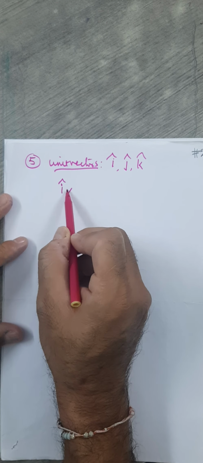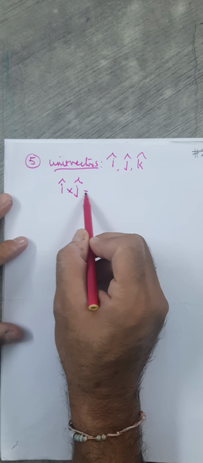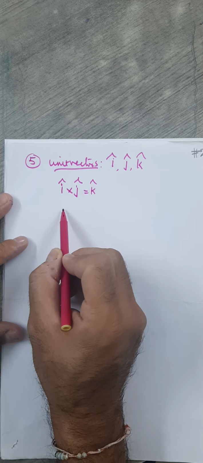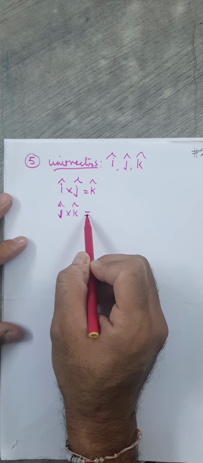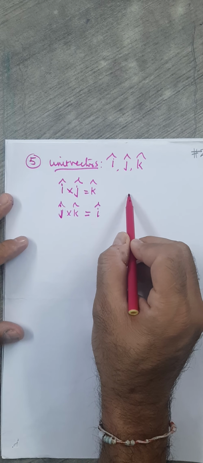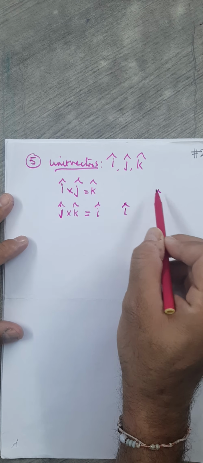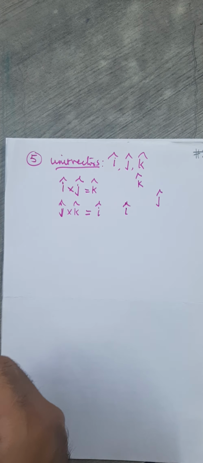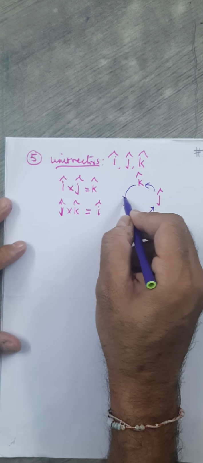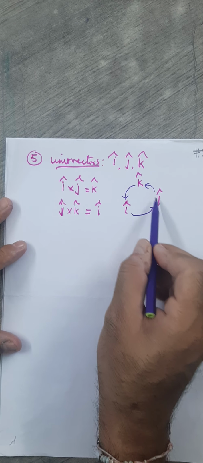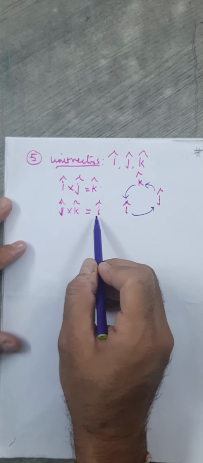If I find i cross j, then it will be k, remember. Next, if I do, for example, j cross k, then it will be i cap. It's cyclic. If I write like this, for example, here let me write i cap, here j cap, and here let's write k cap. Then it will be in this cycle, this way and this way. If I do the cross product of these two, I'll get this. See, if I do cross product of j and k, I'll get i.